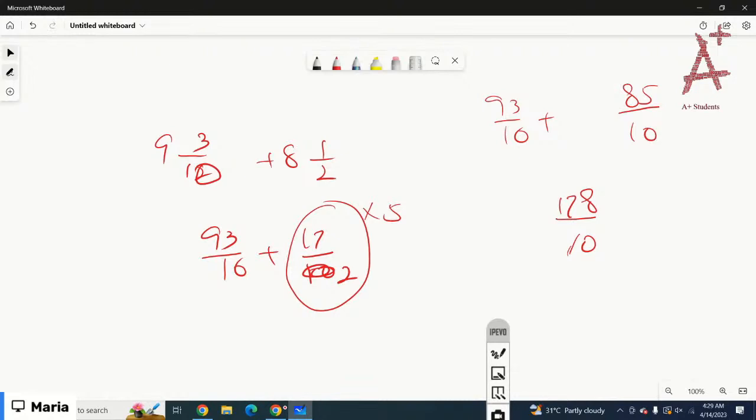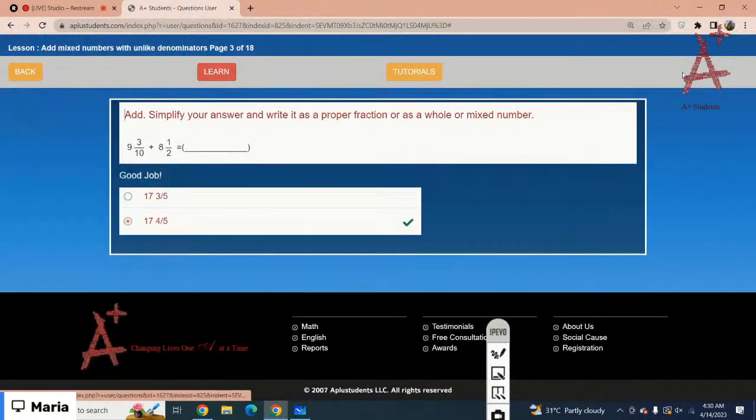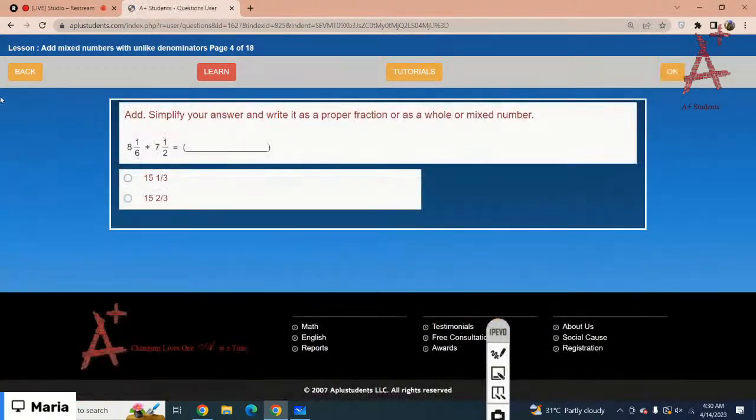So 10 times 1 is 10, then 10 times 7 is 70. So it would be 17 whole 8 over 10. Got it? Or either you can divide numerator and denominator by the common factor. It would be 17 whole 4 over 5. So the correct option is 17 whole 4 over 5. Got it? Okay, you can complete the test by yourself later today. Let me just move on to the next lesson.